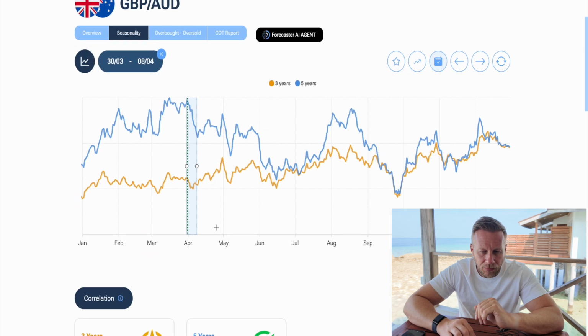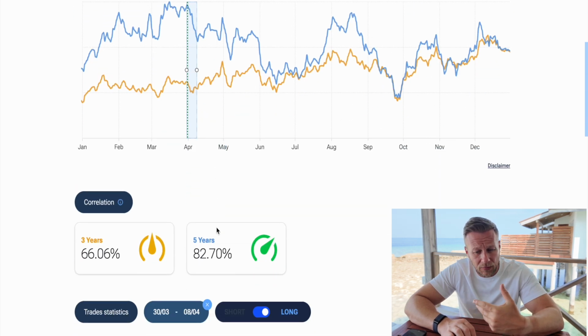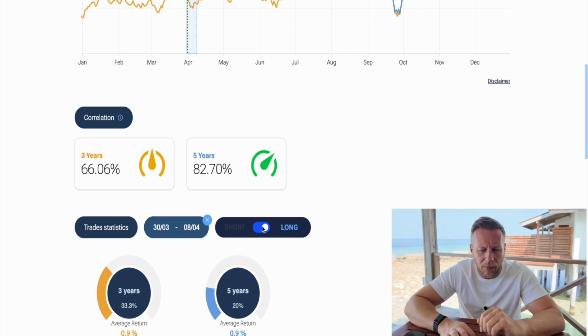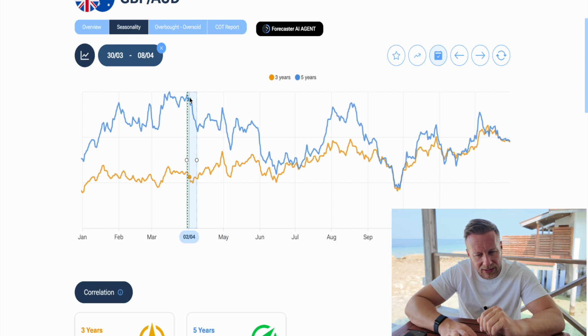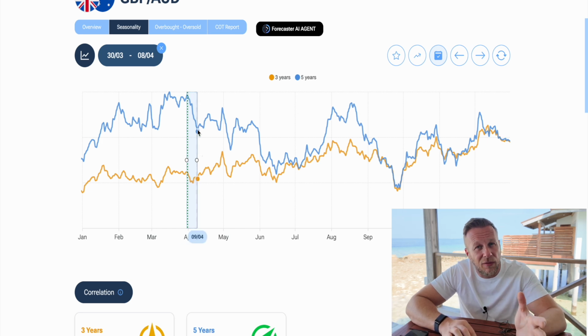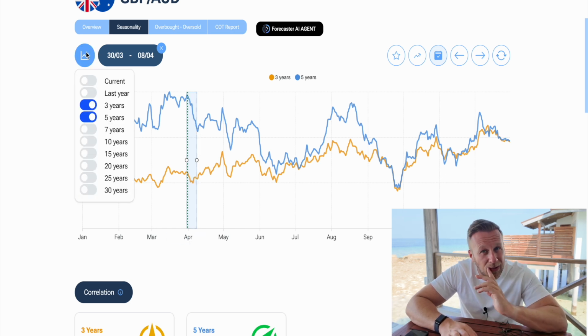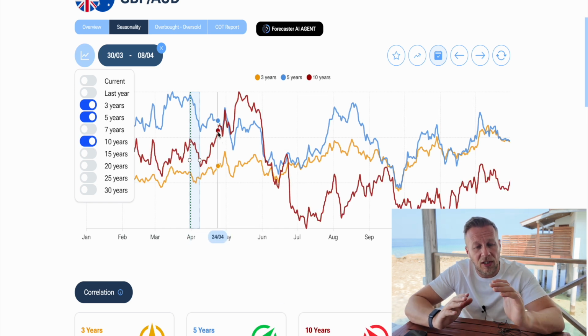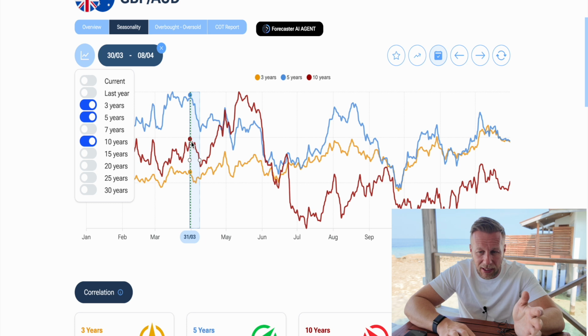Next thing I'm going to do is see what that's spat up for us in terms of the probability. Right now we're not looking for a long position, we're looking for a short position, because you can see that this is bearish. This is the last 5 years the market's been bearish seasonality wise between the 1st of April and the 8th of April. And just to give us a bit more confirmation, I'm going to put on the 10-year as well. So over the last 10 years you can see that's been bearish as well. See that red one? It's been 10 years.